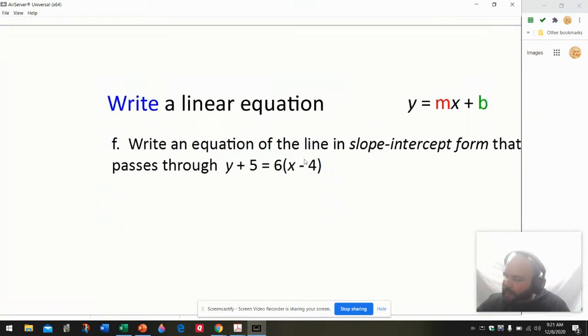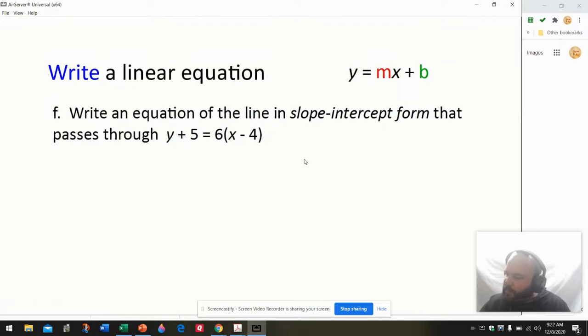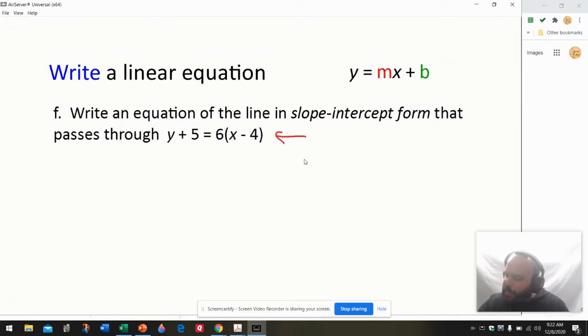So moving on to F, this is the same type of problem. They give us an equation that is in point slope form, and they want us to put it into slope intercept form. And the first thing we're going to do is we're going to distribute the 6.